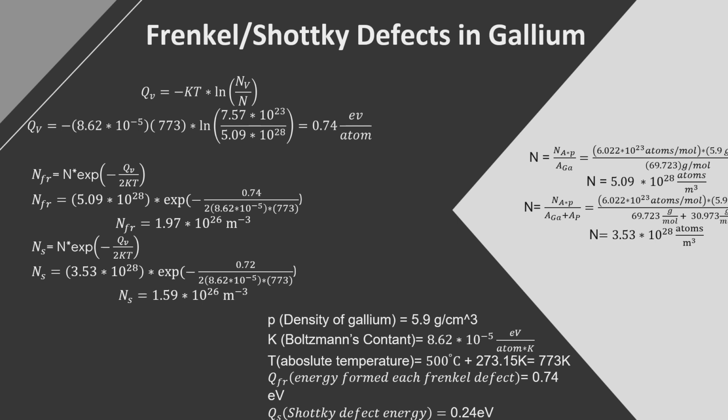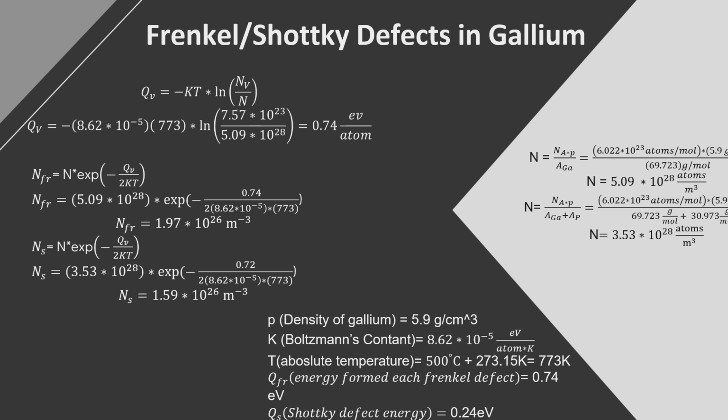We can then find the number of Frenkel defects by using the equation in the center. Plugging in our variables, we find that the number of Frenkel defects is around 1.97 times 10 to the 26 per meter cubed. To find the number of Schottky defects, we will use the same formulas.